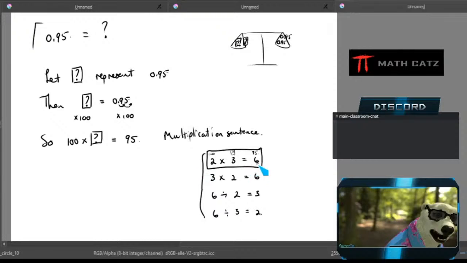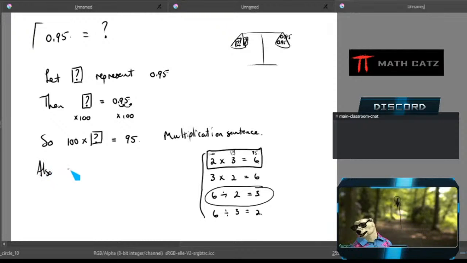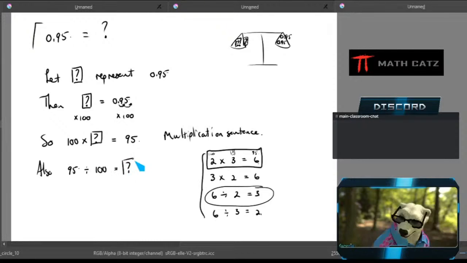There's still a multiplication sentence that can be rewritten as a division sentence. And I want the division sentence that leaves the 3 on its own. It's this one. So I have my division sentence. If I just match this, 6 has the role of 95, divided by 2 has the role of 100, equals 3 has the role of question mark in a box.